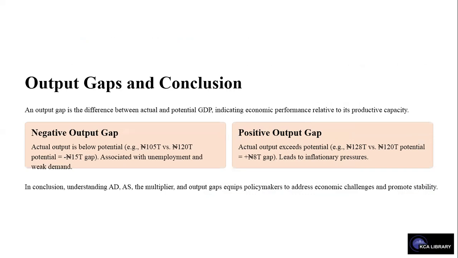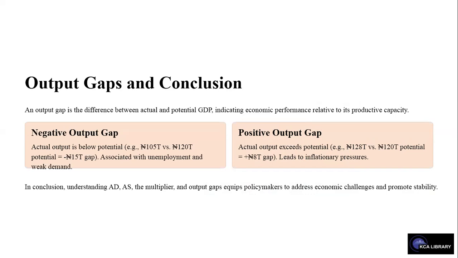For the negative output gap, actual output is below potential, for example, 105 trillion versus 120 trillion potential, and there is a negative 15 trillion gap. And this is associated with unemployment and weak demand.